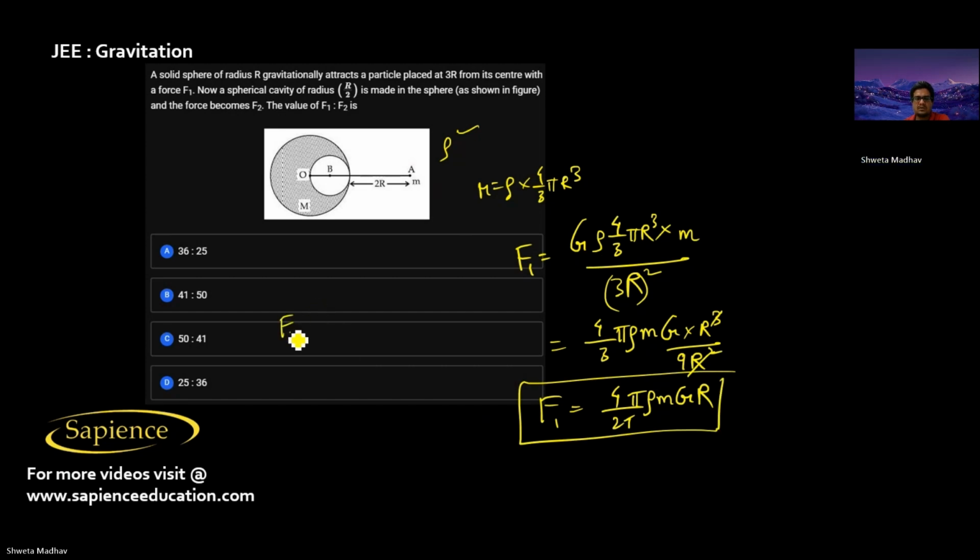Now F2 would be equal to, it will attract towards the center of mass, somewhere here. The center of mass, that will be here. So the center of mass we can find out, that will be equal to x cm, that will be equal to m1 x1 minus m2 x2 over m1 plus m2. m1 is rho into 4 by 3 pi r cube, the volume, into center at 0, then minus 4 by 3 pi (r by 2) whole cube, center is at r by 2, divided by v1 plus v2.